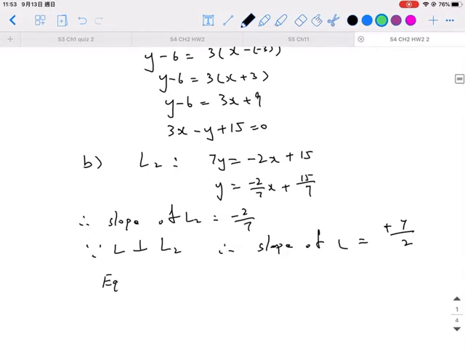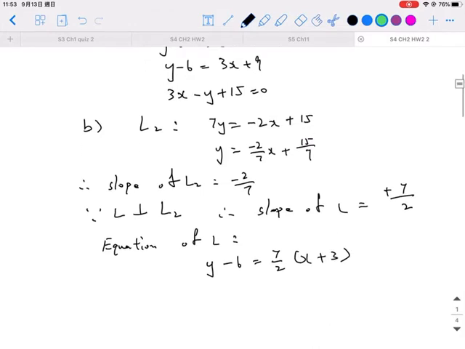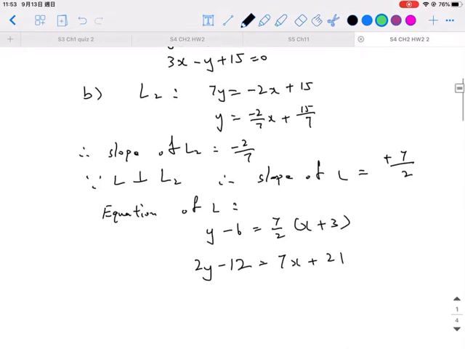So the equation of L will be y minus 6 again equal to 7 over 2 times x plus 3. And just simplify it and change to general form, it becomes 2y minus 12. Okay, I just multiply 2 to the left hand side, equal to 7x plus 21. And the final result should be 7x minus 2y plus 33, right? Okay, equal to 0. So we finish question 1b.